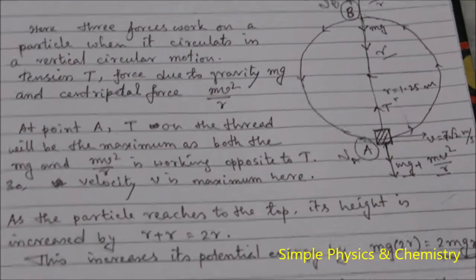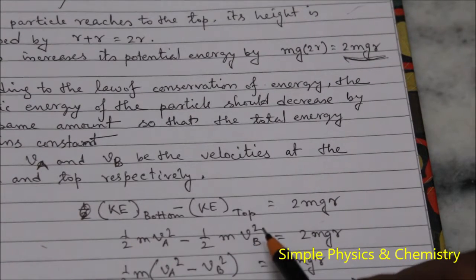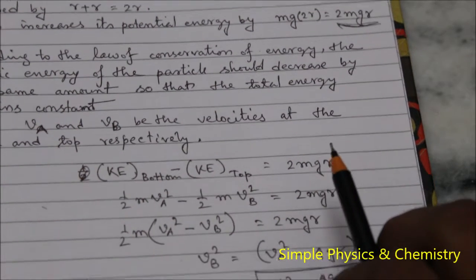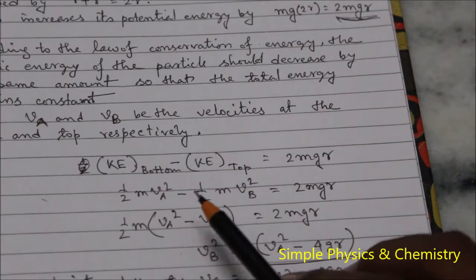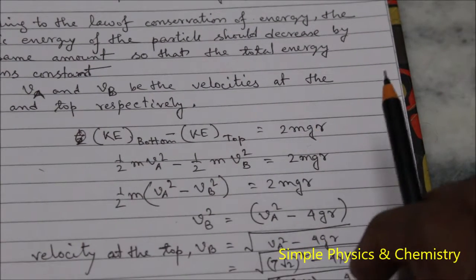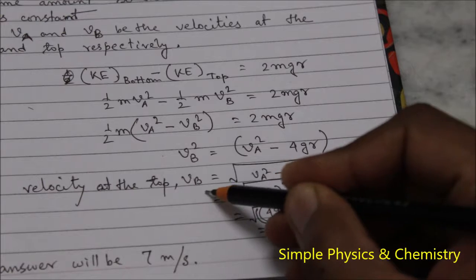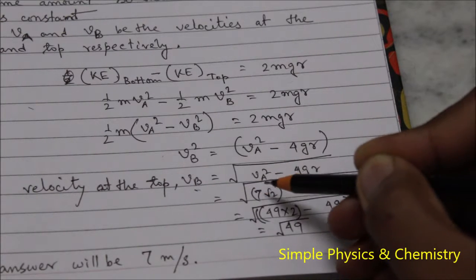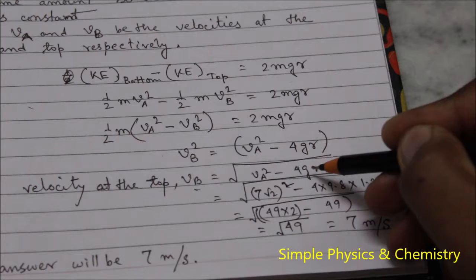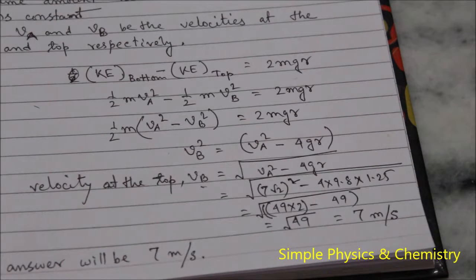Now if you want to check the change in kinetic energy, that will be kinetic energy at the bottom minus kinetic energy at the top, which equals 2mgr. So the equation is half m VA squared minus half m VB squared equals 2mgr. Now after making all the calculations, we finally get that VB, the velocity at the top, will be the square root of VA squared, the velocity squared at the bottom, minus 4 times g into r, the radius of the vertical circular motion.